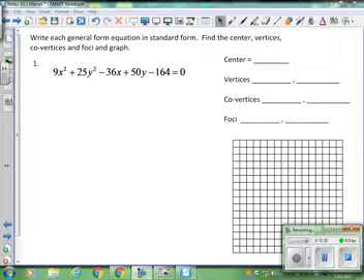All right, so we're going to move on to the section where you have to complete the square, because every problem set has something with completing the square.